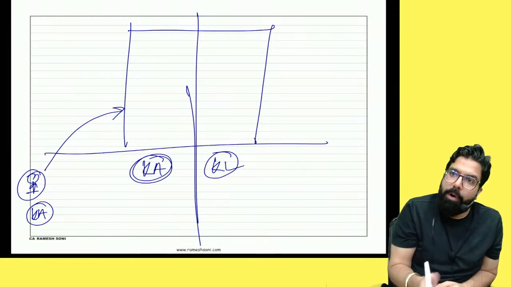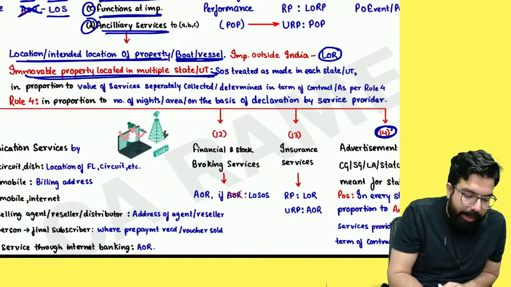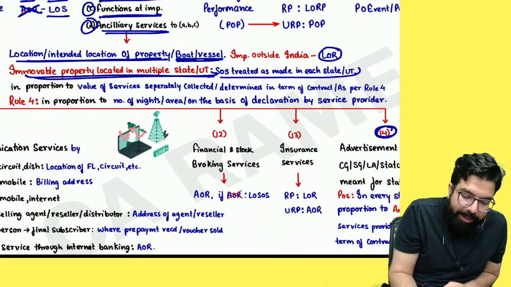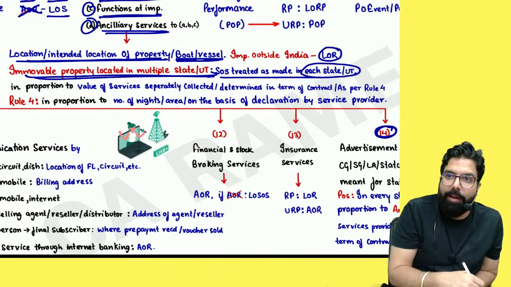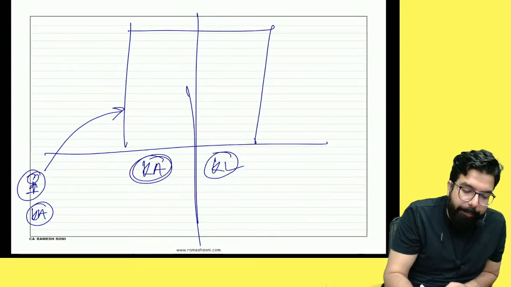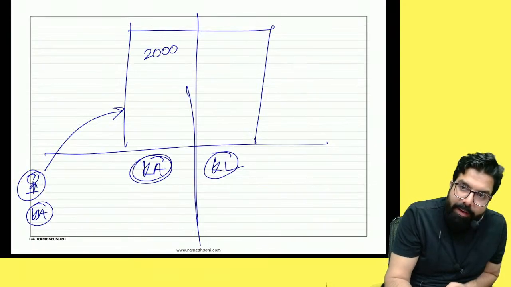Kerala or Karnataka? Both. Now here they are going ahead and telling supply of service will be treated to be made in each state or union territory. Now, for an example, 2000 square feet is here.